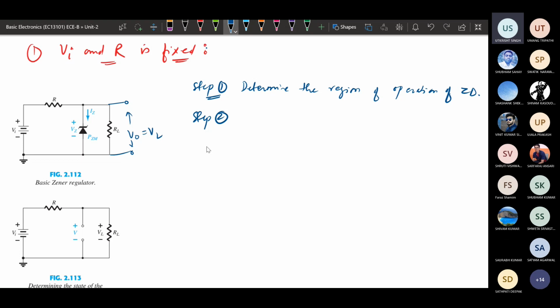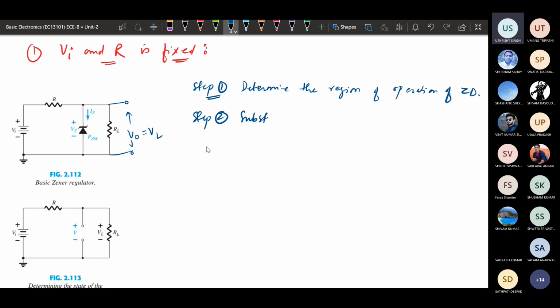Once we know this Zener diode is working in forward bias, we need to replace this Zener diode by its equivalent circuit. Once it is working in reverse bias, we need to replace it with its equivalent circuit for reverse bias. And similarly, in the third case, if it is working in breakdown region, we need to replace this Zener diode by its equivalent circuit, that is a constant voltage source. So once we know the region of operation, we need to substitute.